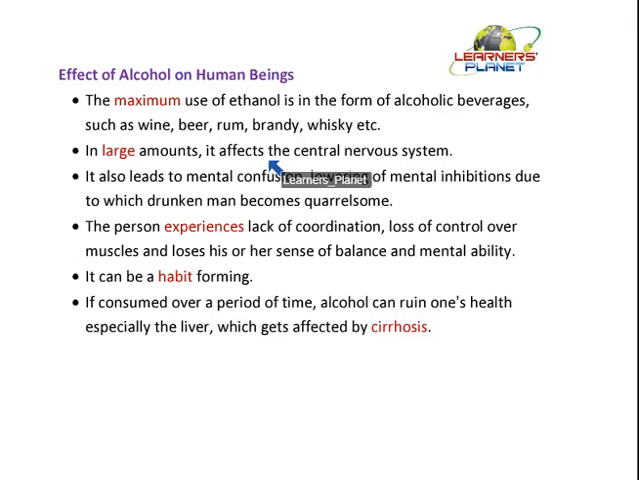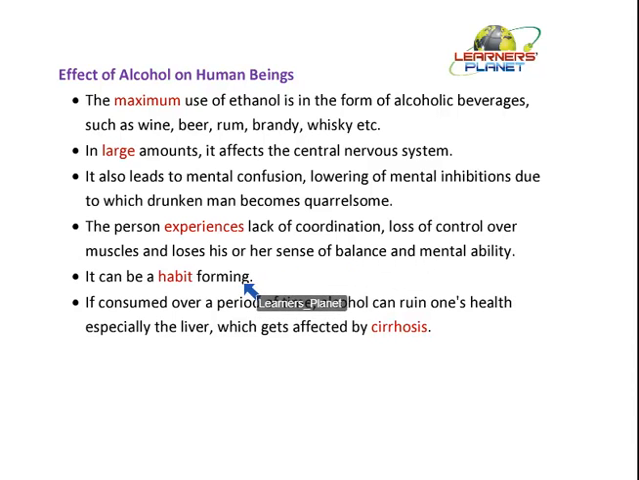In large amounts, it affects the central nervous system. Remember, it has a straight attack on the central nervous system. What happens because of that? It leads to mental confusion and lowering of mental inhibitions, due to which a drunken man becomes quarrelsome, meaning he doesn't know what he is doing. The person experiences lack of coordination. Why? Because it is affecting the central nervous system. Loss of control over muscles, and he or she loses sense of balance and mental ability.